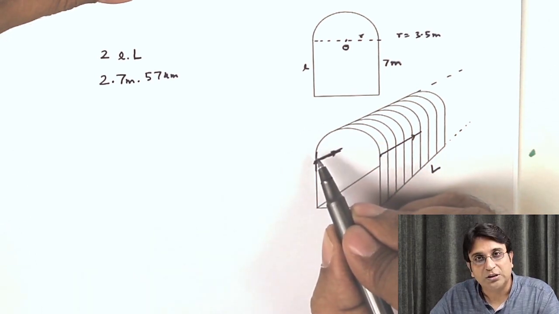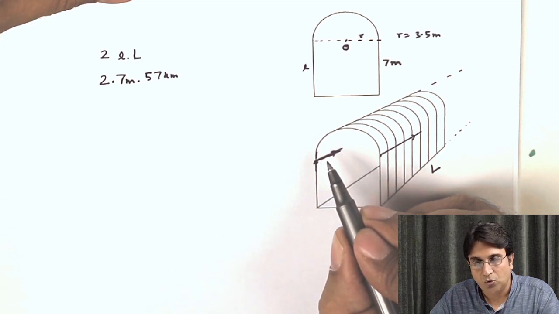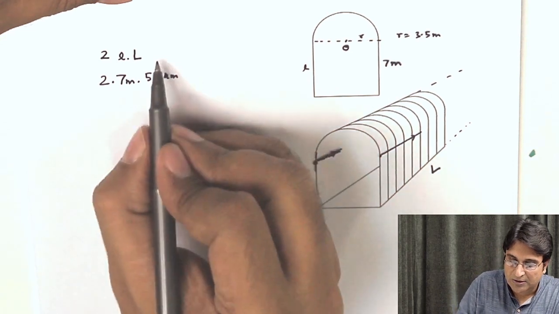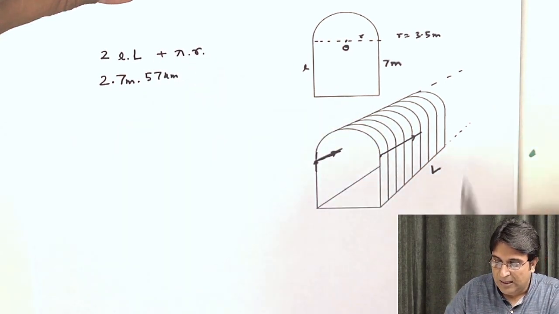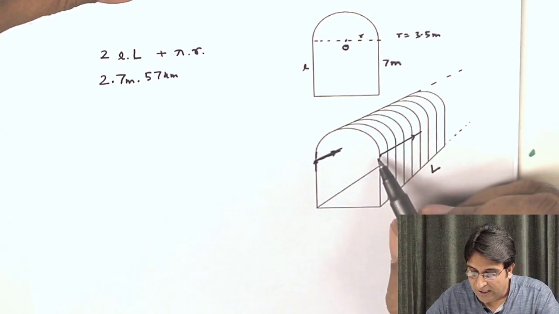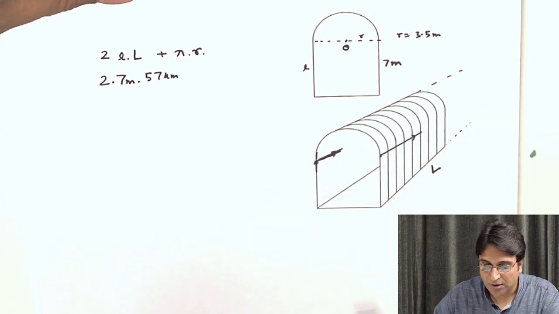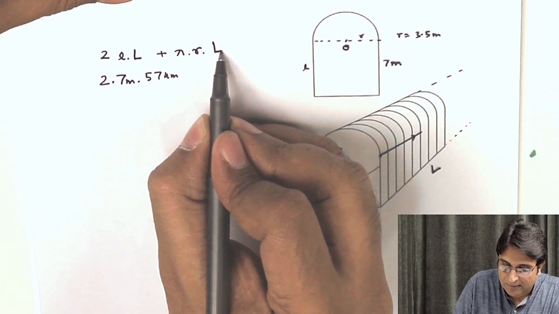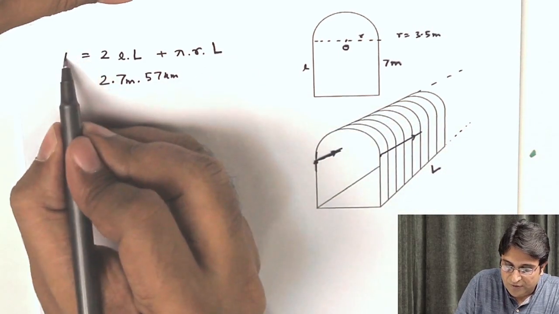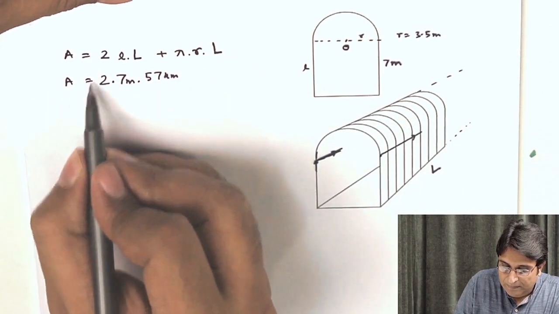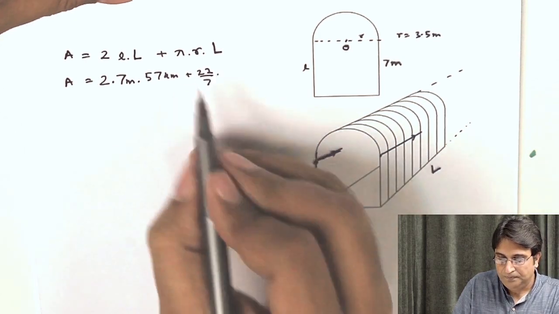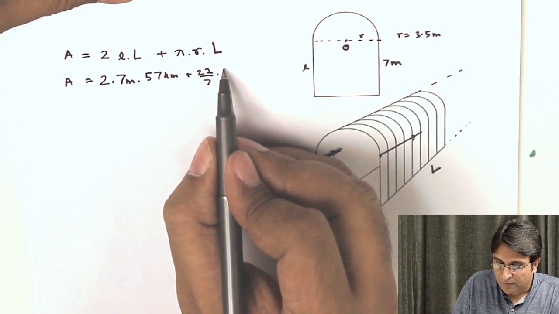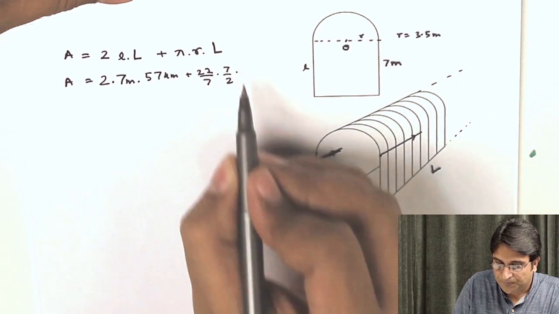What is the formula for the curved surface area of a full cylinder? 2 pi r h. So in this case, it's going to be just pi r h, since it is half. Now h here happens to be the length of the tunnel, which is capital L. So this is your total surface area A, and let me substitute the values. So I'll get 22 by 7. Radius is 3.5, which can also be written as 7 by 2.